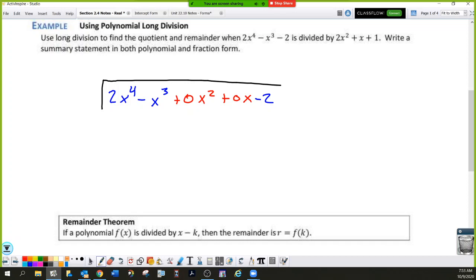Alrighty, now let's do the outside one. 2x squared plus x plus 1. Luckily, the thing we're dividing by that goes on the outside is not missing any terms, so we don't have to fill in any 0 terms for that one. So we have 2x squared plus x plus 1.